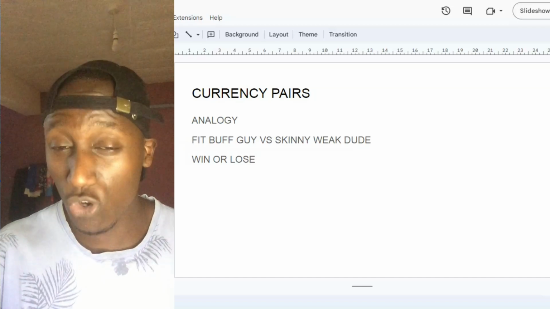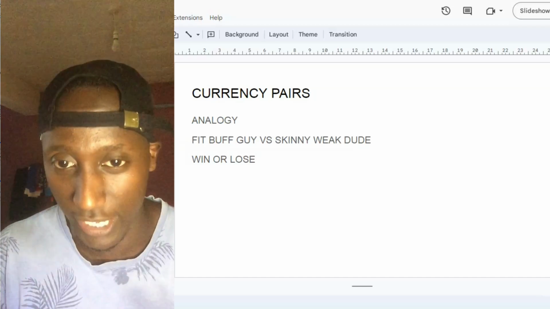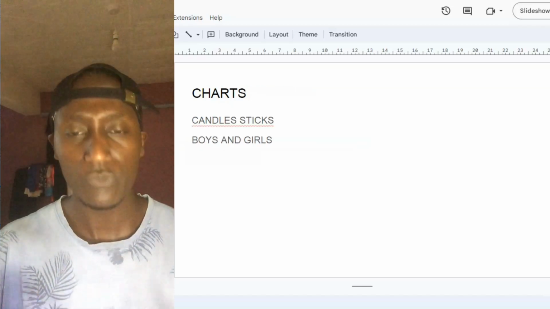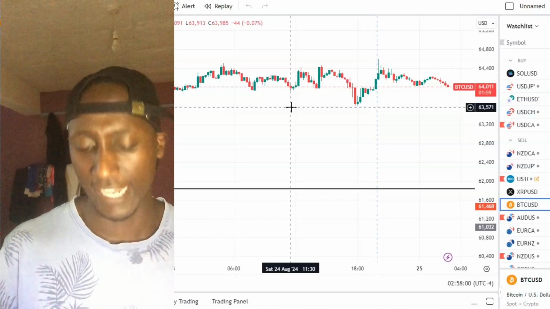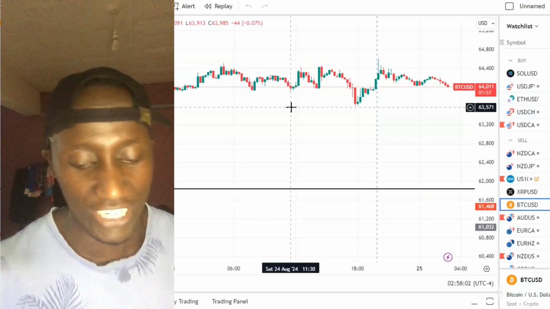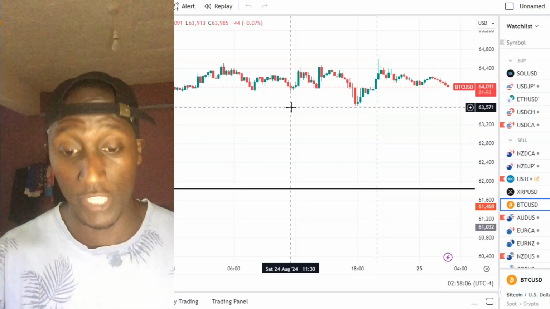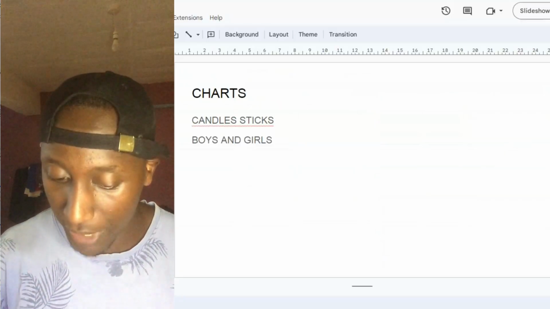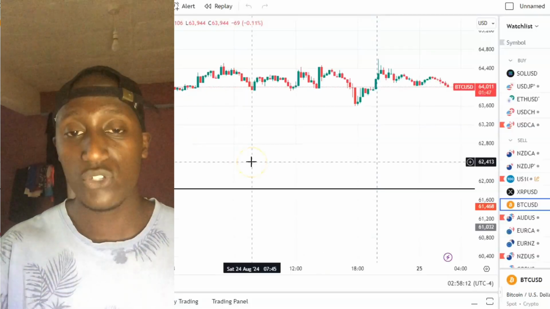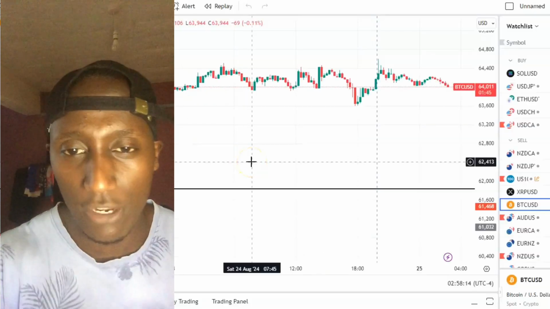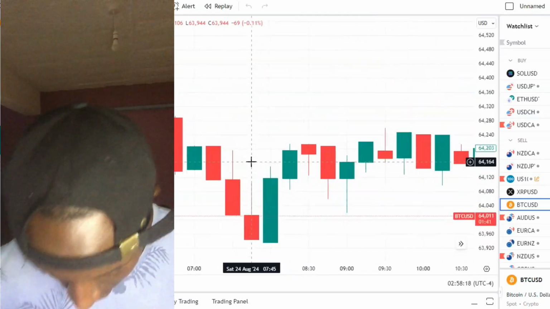Now that you know what currency pairs are and why they are paired together, we move on to the charts. To a beginner, this might just look like a bunch of boxes and charts. I remember even me, I used to wonder what the heck I am looking at. But we need to be able to understand exactly what we are looking for. So this chart is called a candlestick chart pattern, and these are what we call candlesticks.